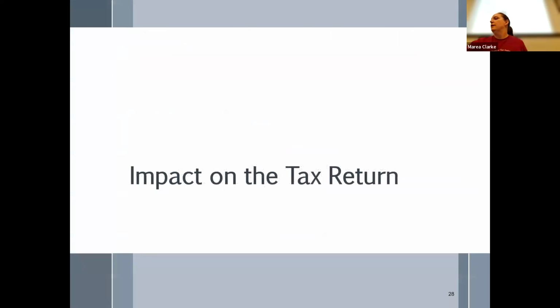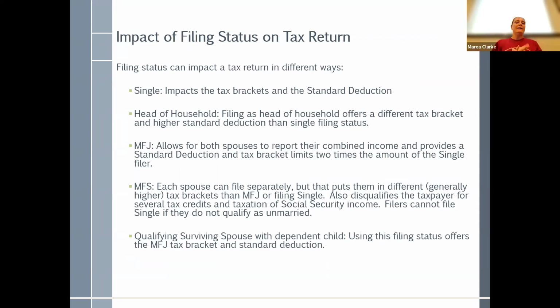All right, so let's talk about the impact on the tax return. Tax brackets are the main one. If you're single, it affects your tax brackets and your standard deduction. Head of household, you get a different tax bracket and a higher standard deduction. Married filing joint, you report your combined income. You get a single standard deduction that's big, and your tax bracket limits are generally twice the amounts of a single filer. So that can be really advantageous depending on how the two spouses' incomes come out. Married filing separate, each spouse files, which will put them in their own brackets.